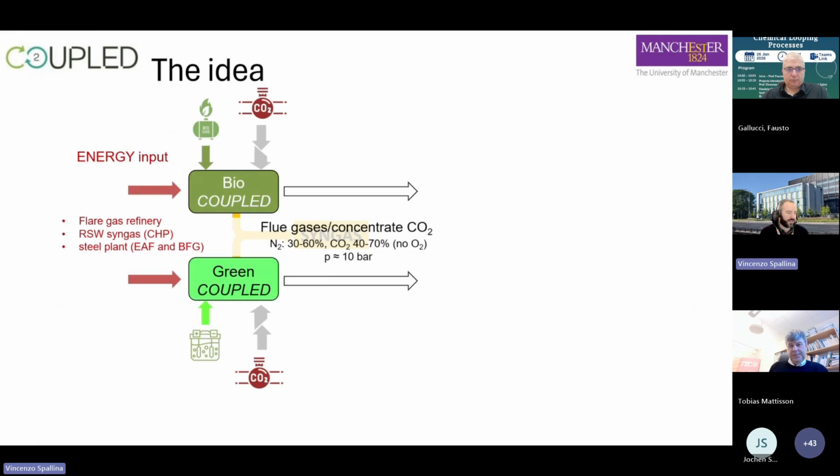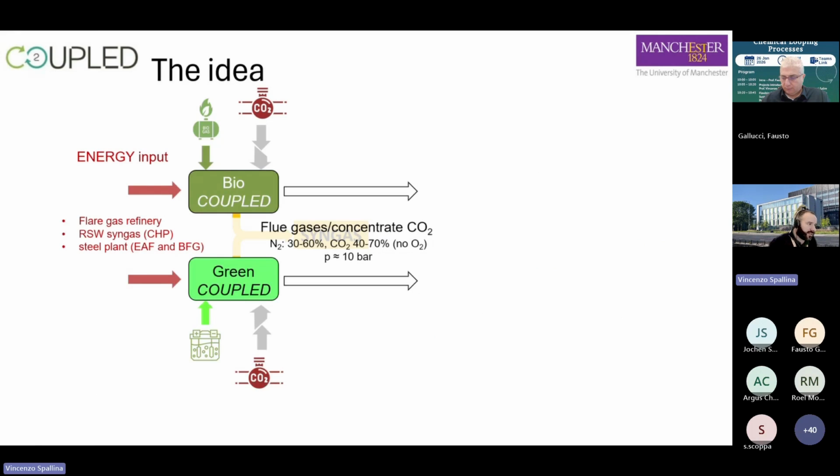Now, in order to generate syngas, we also need to provide energy, and the energy is coming from the valorization of waste gas. As possible options, we are looking here at flare gas from refinery, syngas generated in residual solid waste gasification, as well as gas coming from steel plants, such as blast furnace gas or electric arc furnace gas. When these gases are used in a chemical looping configuration, they go through oxidation. Therefore, you can generate flue gas, which has a higher concentration of CO2.